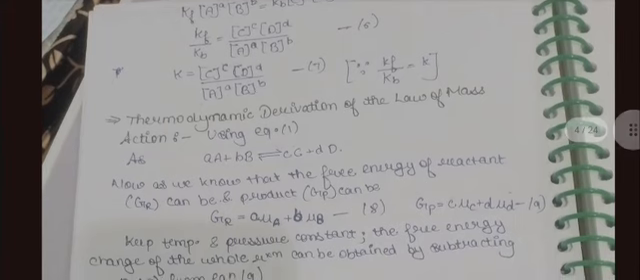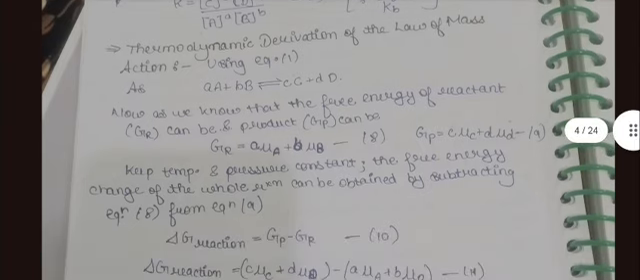Kf A to the power A, B to the power B is equal to Kb C to the power C, D to the power D. So Kf by Kb is equal to C raised to power C, D raised to power D, by A raised to power A and B raised to power B. K is equal to C raised to power C, D raised to power D, A raised to power A, B raised to power B, where Kf by Kb is equal to K.